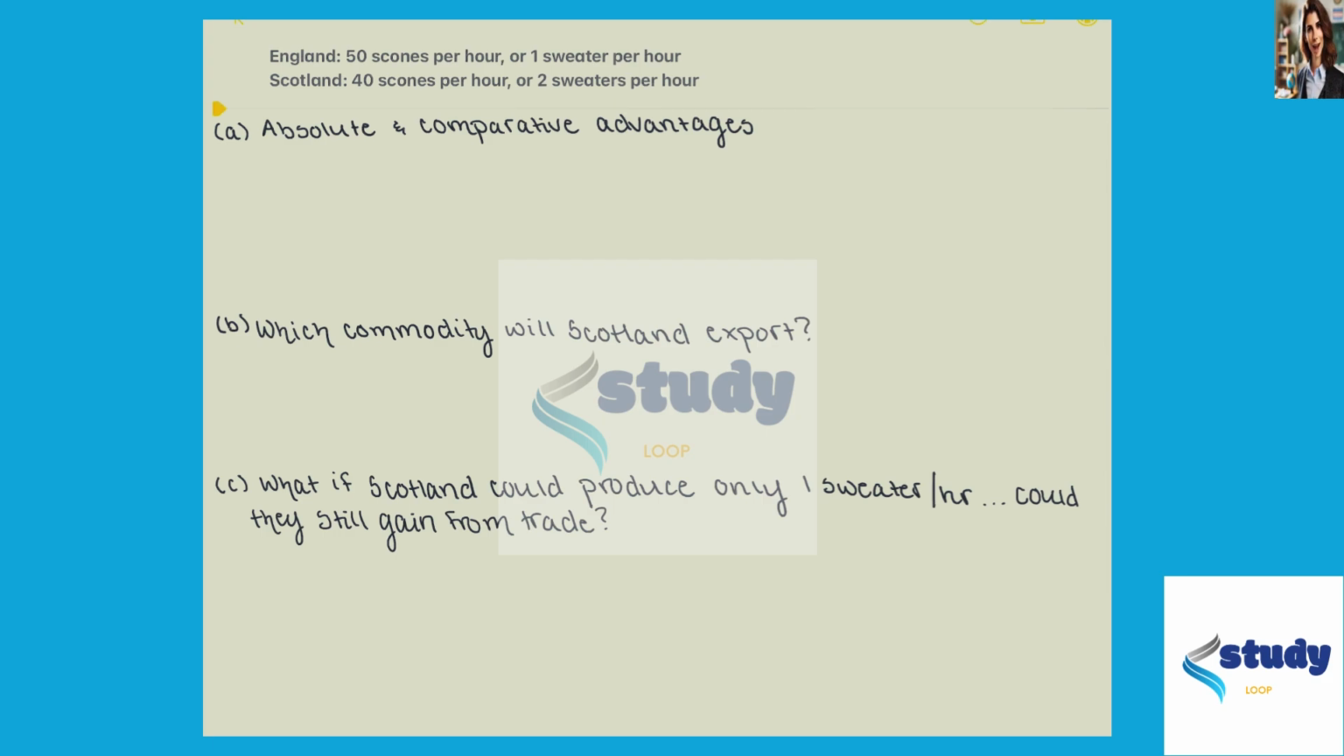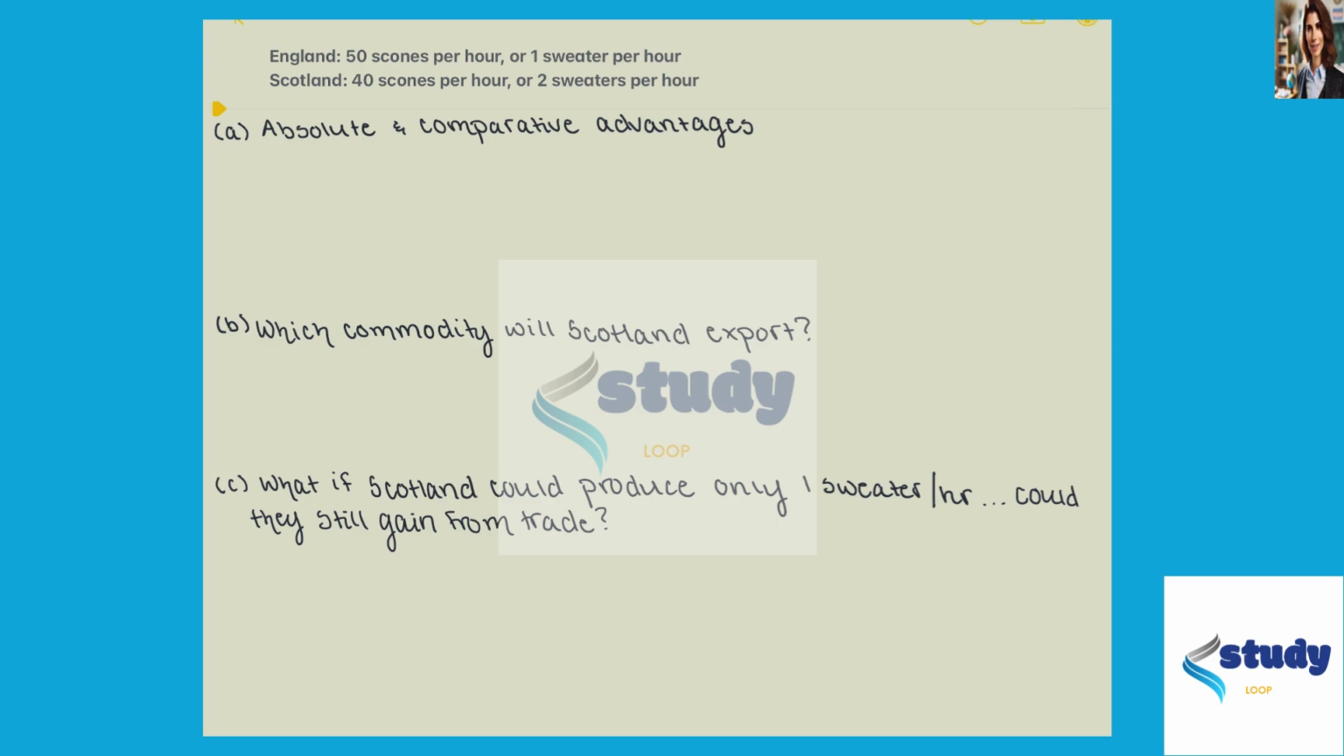Here we're looking at the gains that can be had from trade, and our example is giving us England and Scotland and giving us their production possibilities. We're told that in England 50 scones can be produced per hour or one sweater can be produced per hour. And in Scotland they can produce 40 scones per hour or 2 sweaters per hour. So part A here is just asking us to find the absolute and comparative advantages for each one of these, for each item, each commodity.